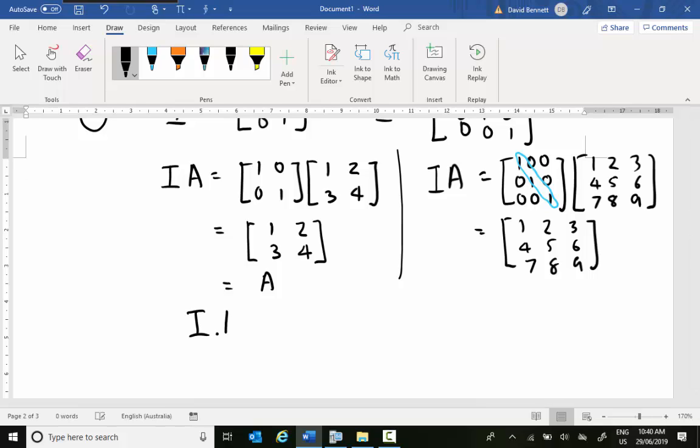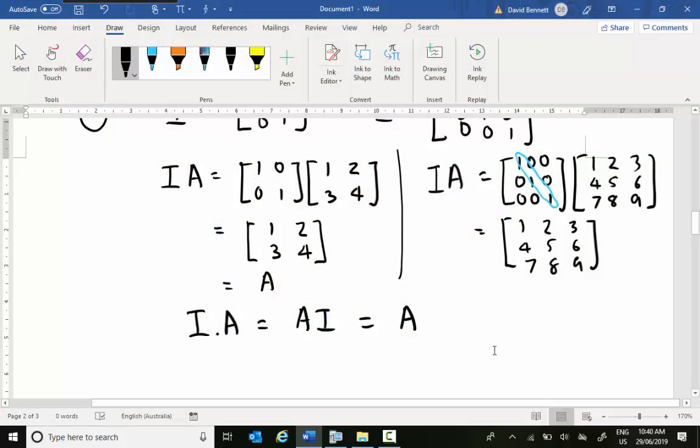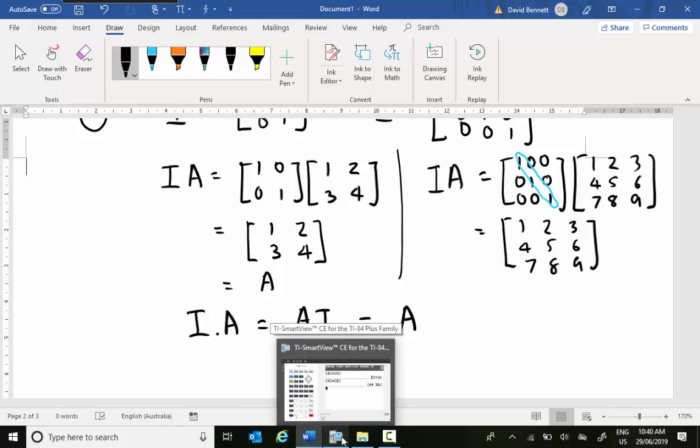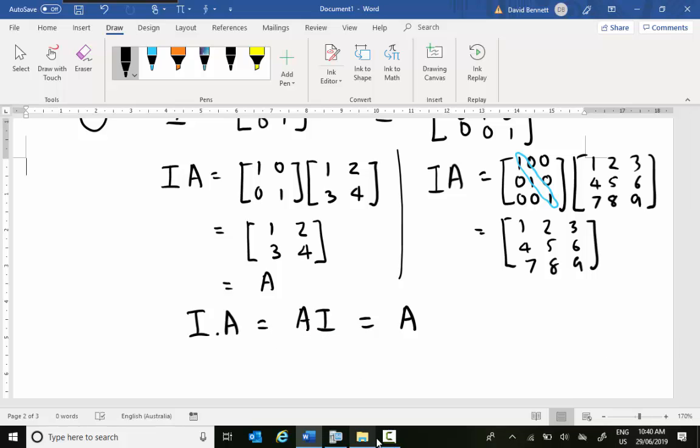So the rule here is if I times by the identity matrix, I times A is the same as A times I, and that's going to give me simply A. That's a little bit of theory that I wasn't planning to go through today, but it makes sense in terms of matrix multiplication. All right, let's practice that. Let's make sure we can do it by hand, and then make sure that we can do this on our calculators.